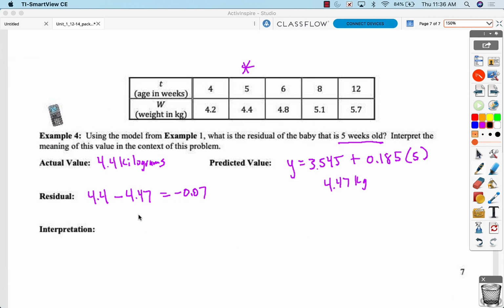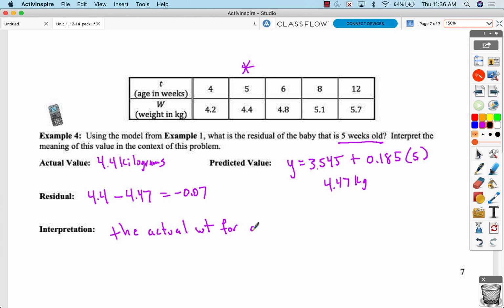Okay, so the interpretation means the actual weight for this 5-week-old is 0.07 kilograms below what the model predicted.